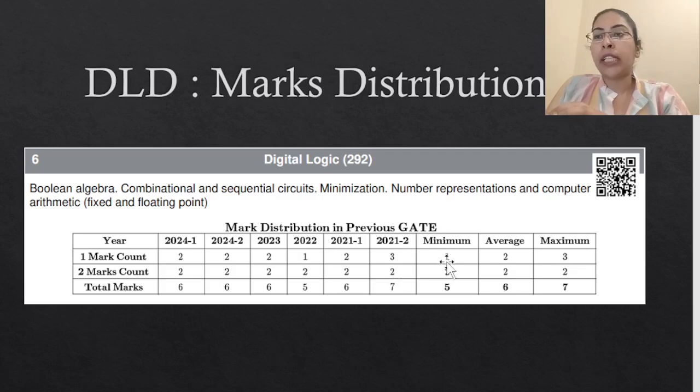So the minimum it came for is 5 marks, the average is 6 marks, and the maximum goes to 7 marks. So this was the marks distribution of DLD. This is a very scoring subject. You can get these 7 marks very easily without working too hard. So never miss DLD, digital logic.